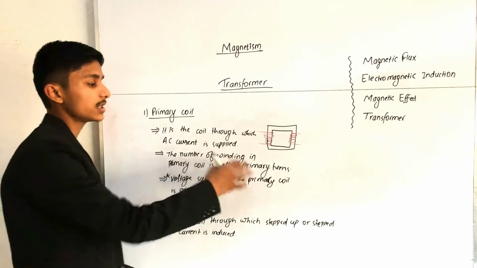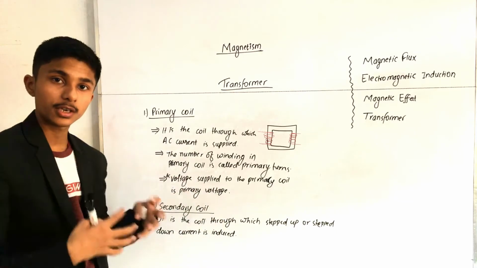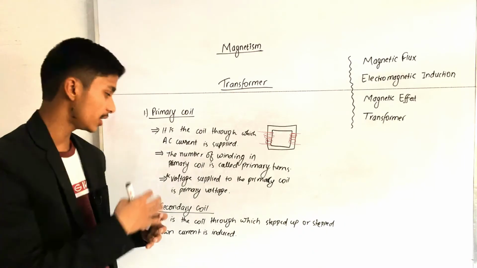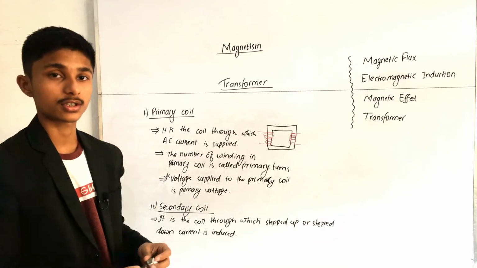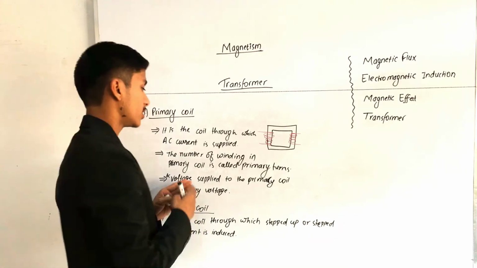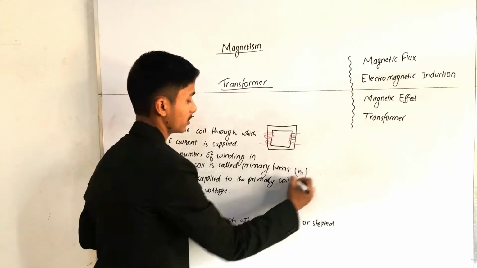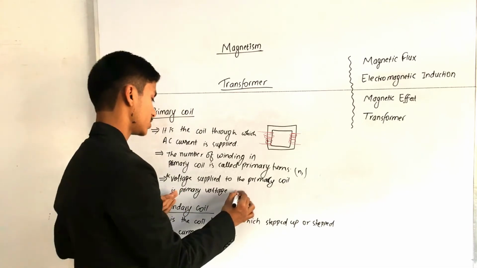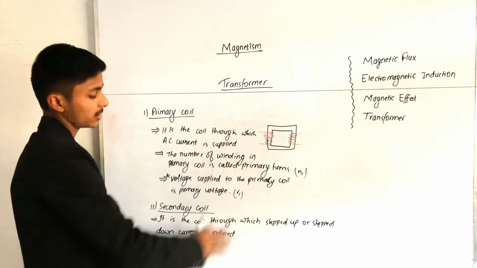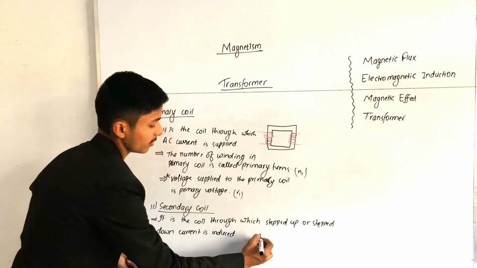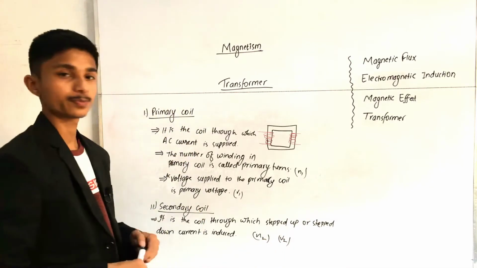The number of windings in the secondary coil is called secondary turns, and the AC voltage which is obtained, not supplied, from the secondary coil is called secondary voltage. The number of primary turns is represented by N1. The primary voltage is represented by V1. The number of secondary turns is represented by N2, and the secondary voltage is represented by V2.